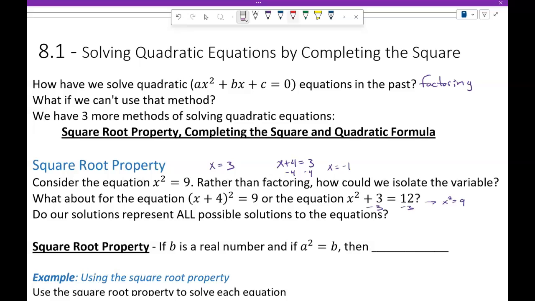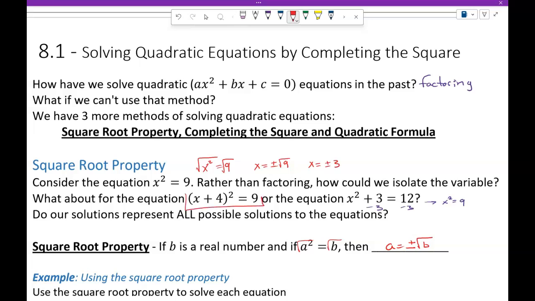Let's go back to those types of roots. If we have a radical, if b is a real number, and we have a squared equals b, if we go ahead and square root both sides, then a has to be both the principal and the negative root of whatever b equals. So let's take that back to our earlier examples. If I have x squared equals 9, I square root both sides. X equals positive and negative square root of 9, which means x equals positive and negative 3.